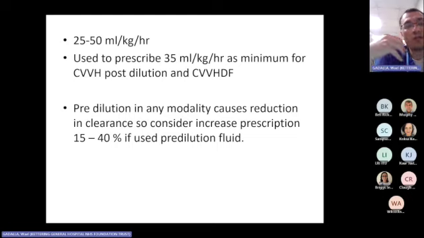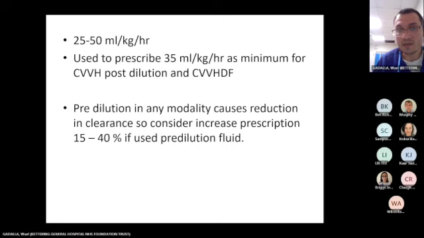But if we are using pre-dilution, it means we are giving a fluid before the blood is going to the filter, which will affect the clearance. It will cause a reduction in the clearance. So at this stage, we may consider increasing the therapy by 15 to 40% if there is a pre-dilution method.